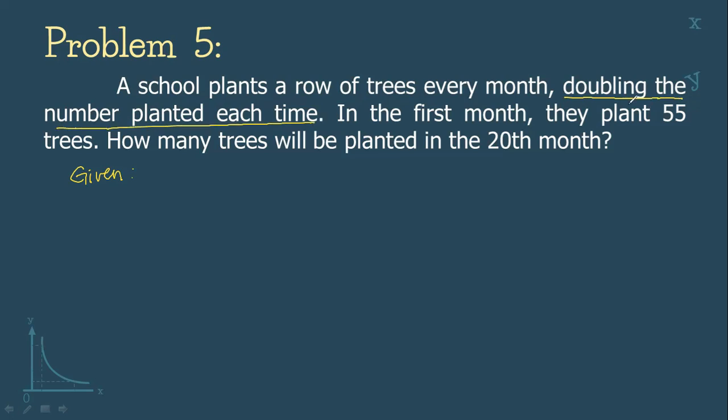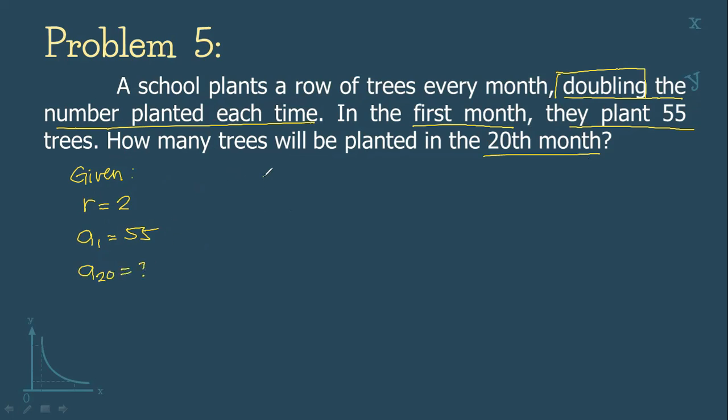So meaning to say po, meron tayo ditong doubling, alam po natin that the common ratio is times 2. So ibig sabihin, our common ratio is 2 here. In the first month, they planted 55. So that is the first month. Every month po sila nagtatanim, meaning to say this is the first term. So we have here the first term is equal to 55. How many trees will be planted on the 20th month? So ang pinapahanap po sa atin is the 20th.